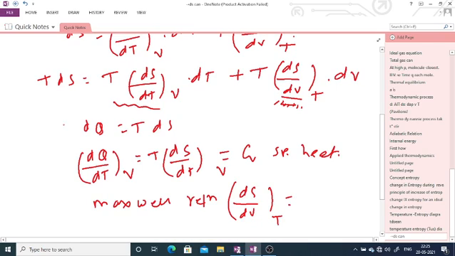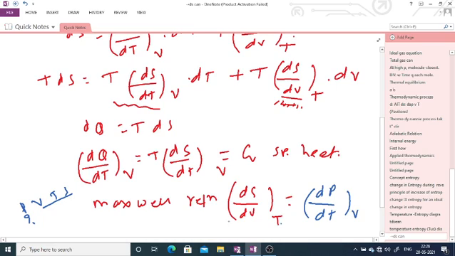Now there are four variables: pressure, volume, temperature and entropy, that is P, V, T, S. Here we have V, T, S, and the remaining term is P. So you can use dP here. This second relation should be remembered. Here temperature is constant and V is the variable.